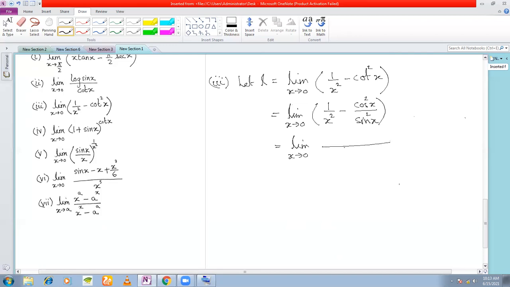Take the LCM. x square sin, oh, this is not x square, this is simply sin square. This is sin square x minus x square cos square x. This is what you are getting. Now what form is this? This is a 0 by 0 form. We apply L'Hospital's rule. You differentiate the numerator.